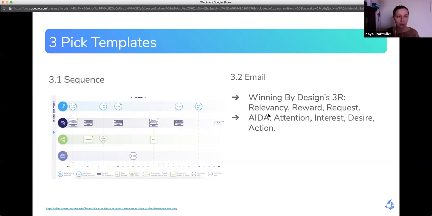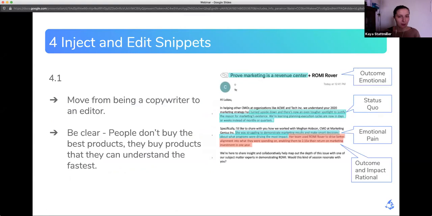So that's in terms of picking the templates. Again, those are very important. Now step number 4: how we inject and edit snippets or phrases. We have the sequence outline, and we have the formulas attached that we chose for each of the steps.